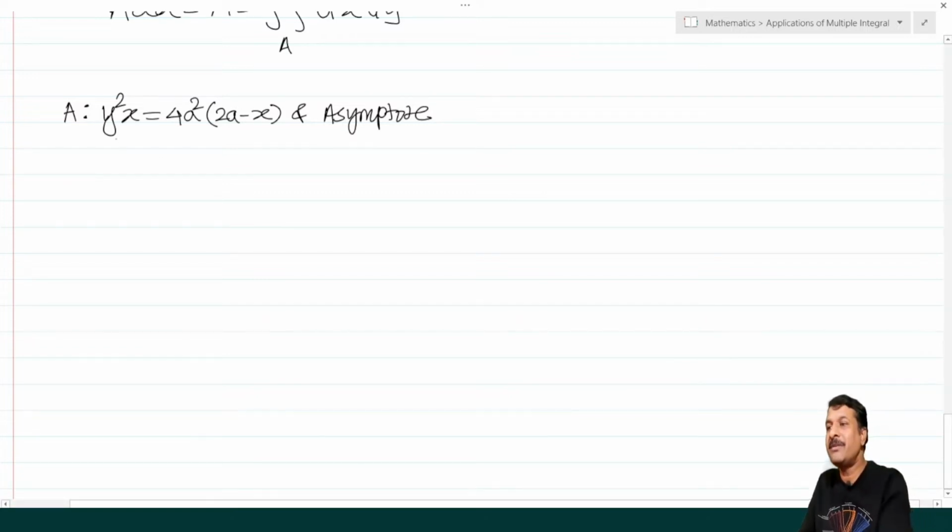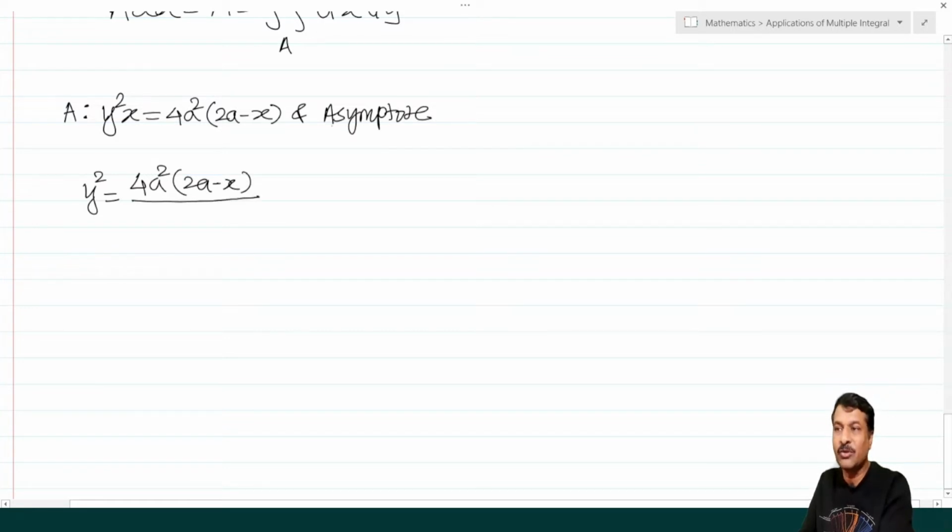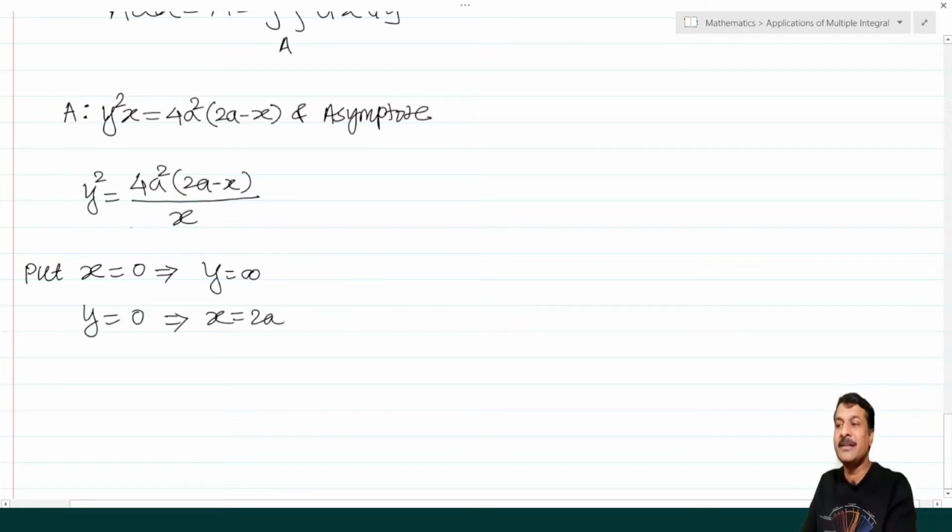So actually this curve is y square equal to 4a square into 2a minus x, and we want 2 points: one is the asymptote and second where the curve cuts either the x or y axis. So when we put x equal to 0, what do we get? We get y equal to infinity. And when we put y equal to 0, what do we get? We get x equal to 2a. So it is very clear that the curve passes through x equal to 2a.